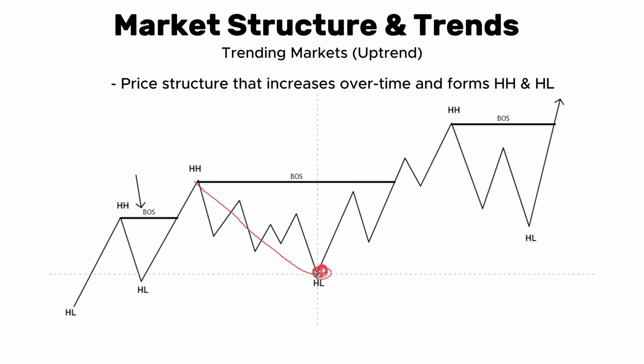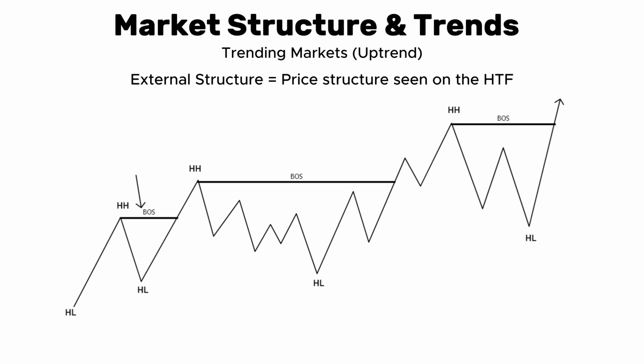This leaves us differentiating the two types of structures. There is external structure and internal structure. The external structure is the price structure seen on the high time frame that respects the main trend. In this case, if we would only take external market structure into consideration, the market moves like this: a push to the upside, a pullback to the downside, another upside movement that breaks the last high, forming a new higher high. Therefore, a break of structure.